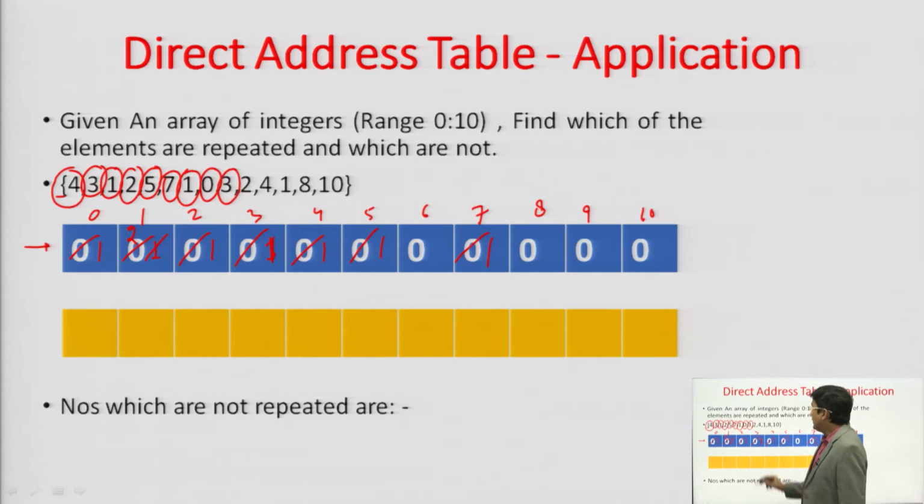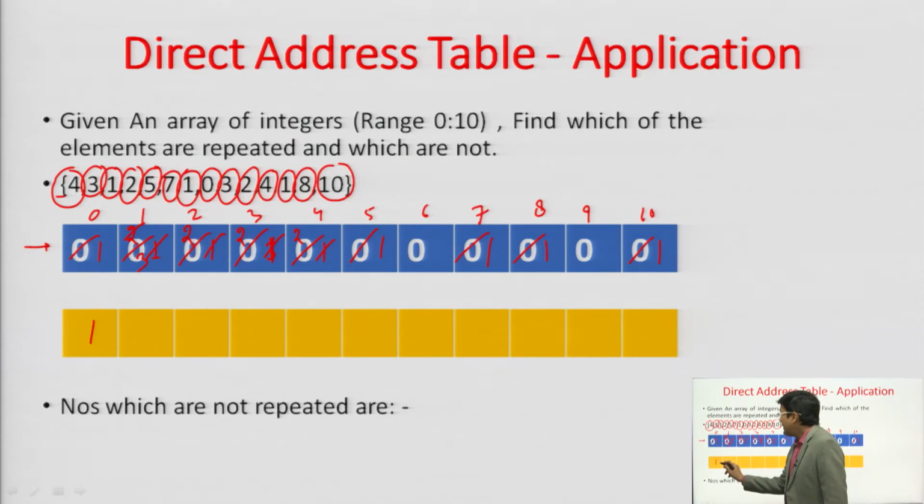We have 3, go to the 3 index, the earlier quantity here was 1, update it to 2. Number is 2, go to 2 index, update this counter to 2. A number is 4, go to the 4th index, update this counter to 2. We have a number 1, go to index number 1 and update this counter to 3. We have a number 8, go to the 8th index and update this counter to 1. We have a number 10, go to the 10th index and update this counter to 1.